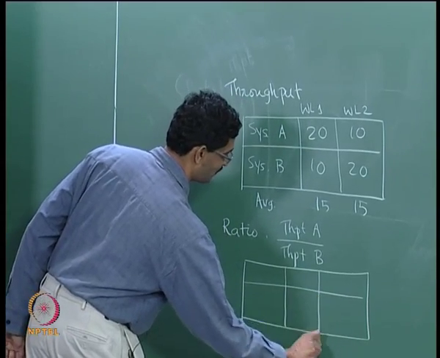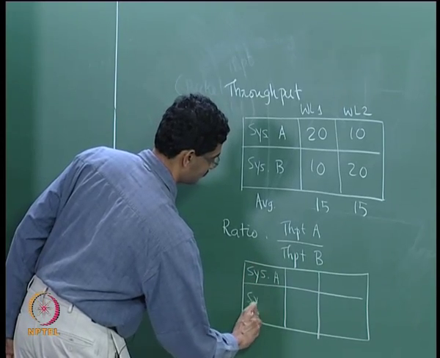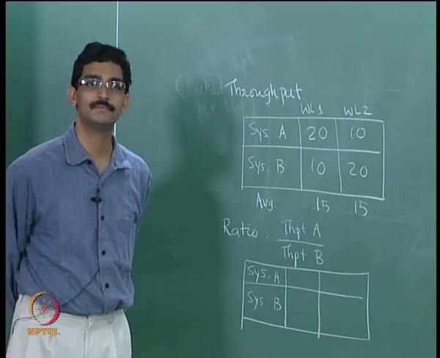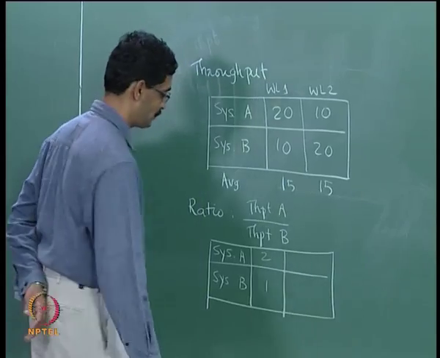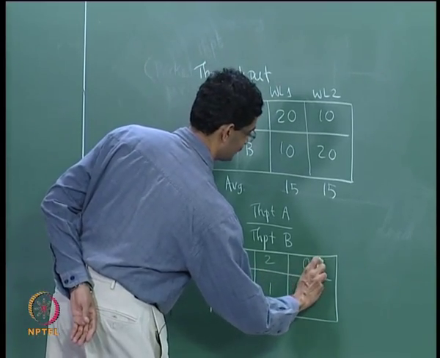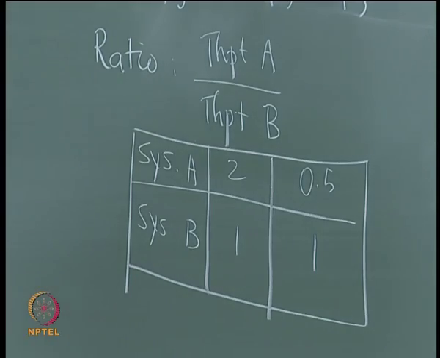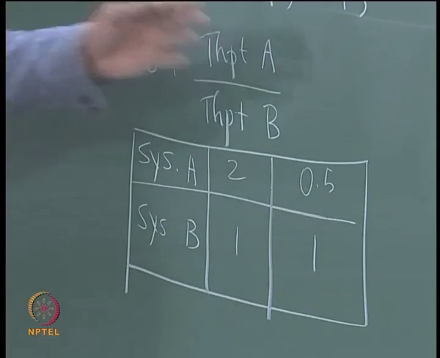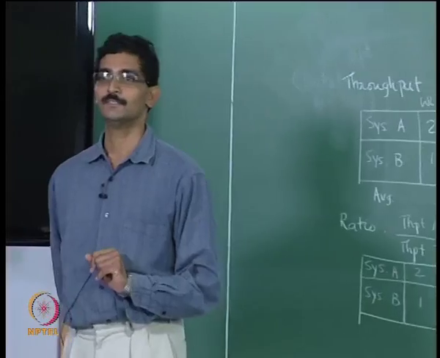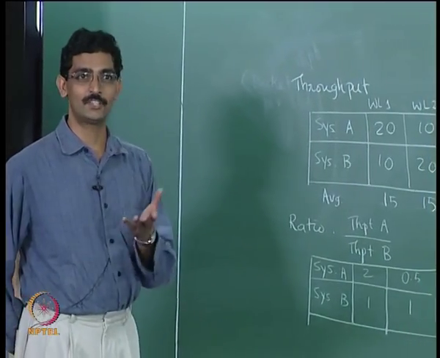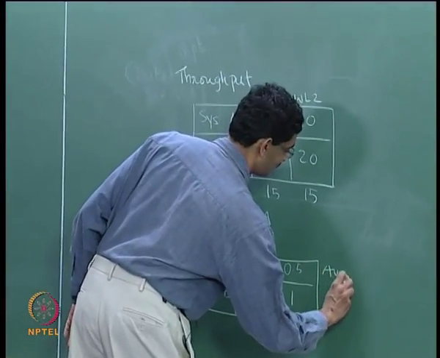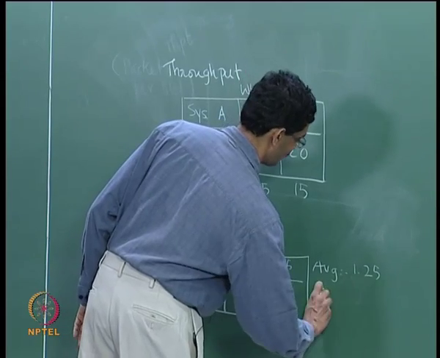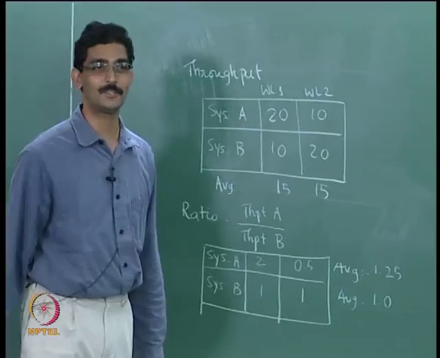So if I do that ratio, now what will happen? This is 2, this is 1, actually this average should come here, not under here. So that is 2 and 1, and this is 0.5 and 1. System B is compared to system B, therefore the ratio is 1. System A is compared to system B, therefore the ratio is 2 and 0.5. Then I say okay, my metric is this ratio, and I will compute the average improvement of system A with respect to system B. The average of 2 and 0.5 is 1.25, and the average for B is 1. Therefore system A is better than system B.